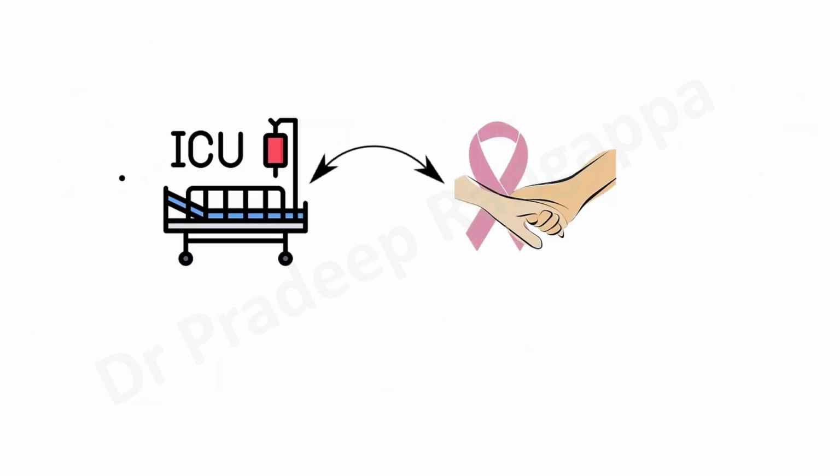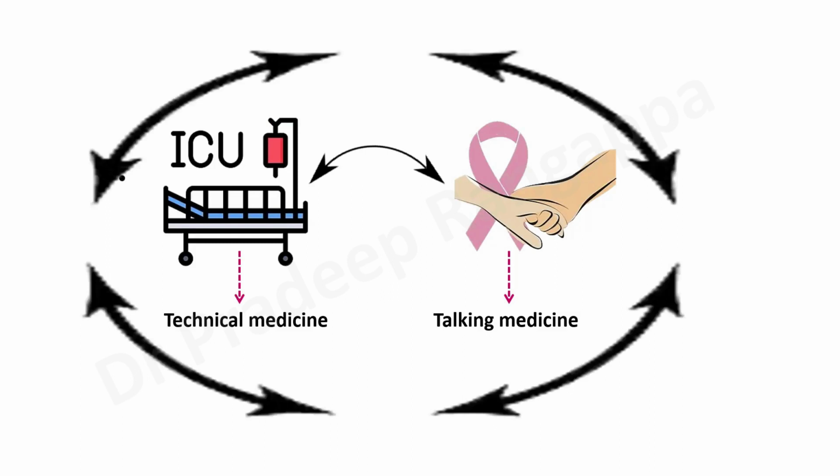So, intensive care and palliative care, although they appear different, are at different extremes of healthcare. ICU is called technical medicine and palliative care is more of talking medicine. So there's a lot of emphasis on communication with the patient, communication with the family, and communication with the healthcare professional. And they both are interdependent.